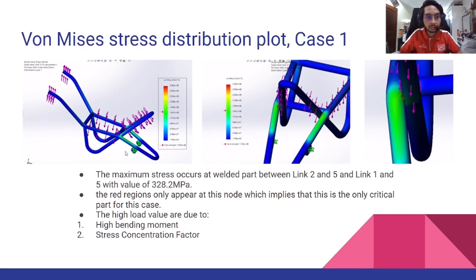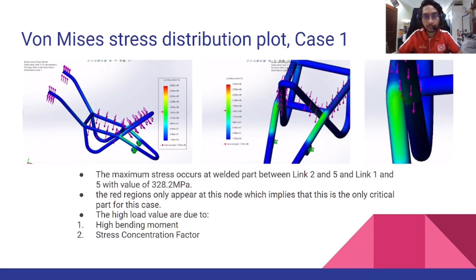Link 1 is this one, link 2 is this one, and link 5 is the upper part here. It appears at the red region here, and it is the only place where the red region appears. So it shows that this is the only critical part for this case.